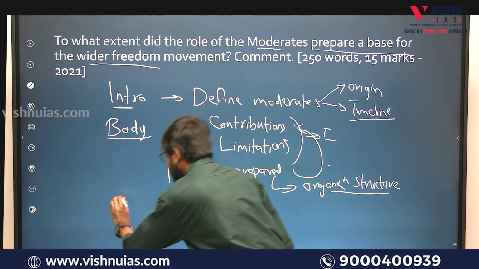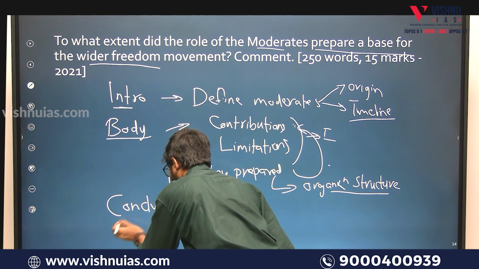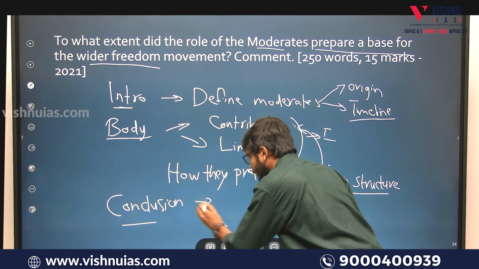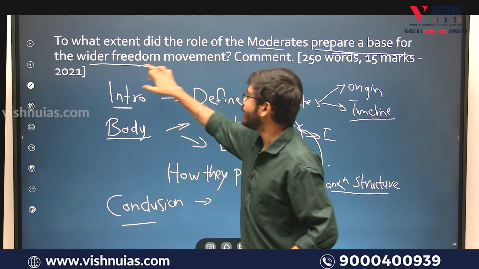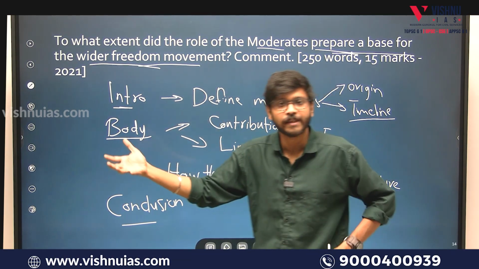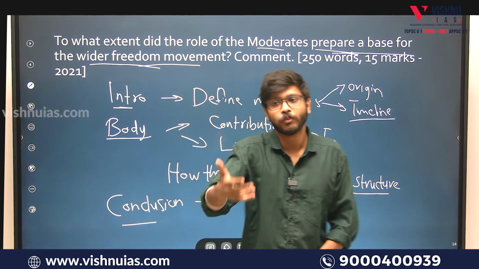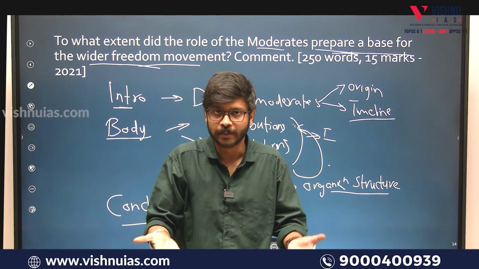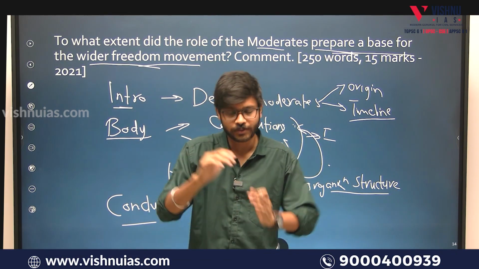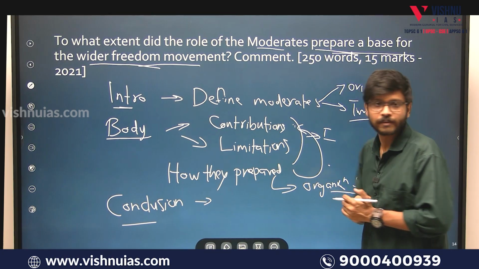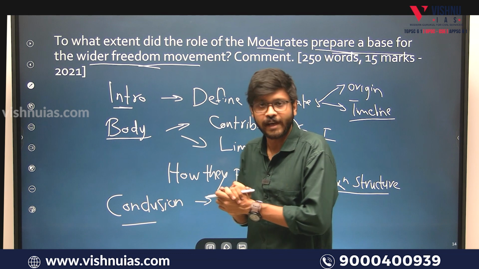Finally, in the conclusion, what can you write? It's completely up to you. But in the conclusion, I'll be writing that they helped give the base for a wider freedom movement, but still they were not able to fulfill what was actually guaranteed to the people. So I'll focus on the positives, but I'll just mention this negative also. That way I'll be concluding this one. So this is how I'll be framing my answer.